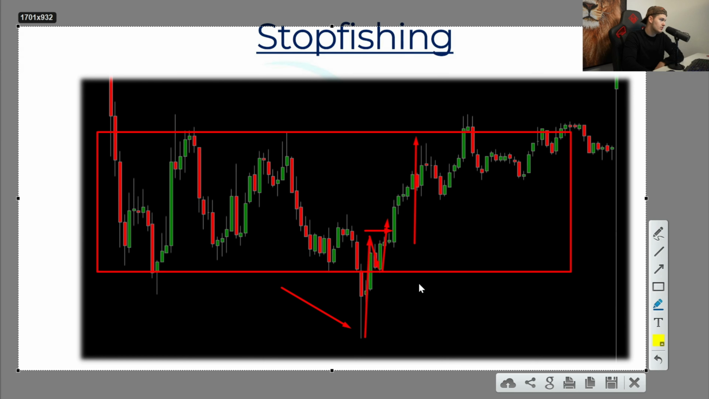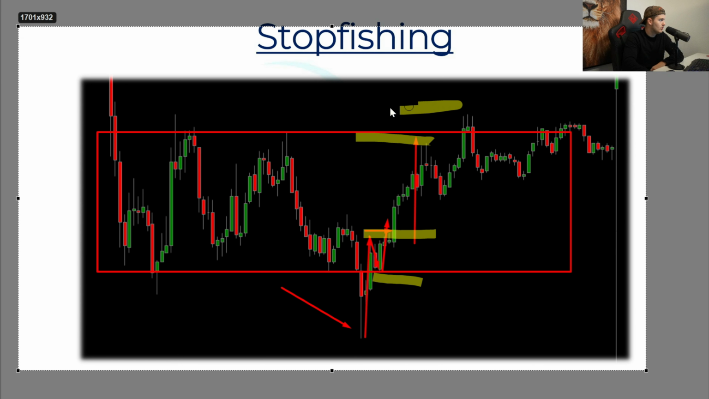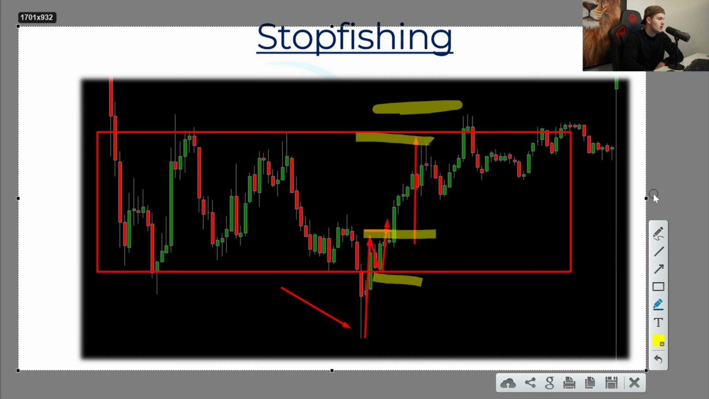So this could also be a really good setup, which you can combine with your stop fishing. So your entry would be like here, your stop loss here, and your take profit, yeah, could be like here or even over the top. It depends really on how you want to let the trade develop.